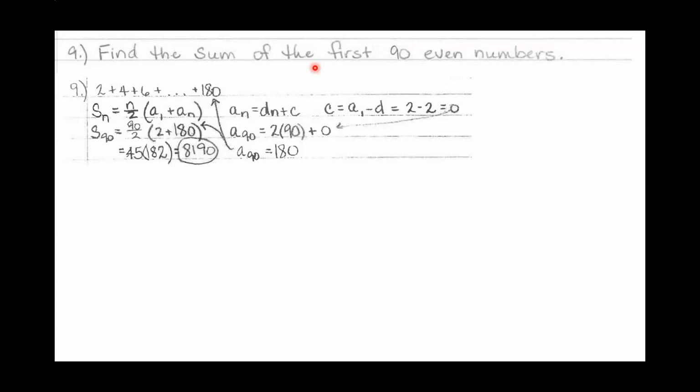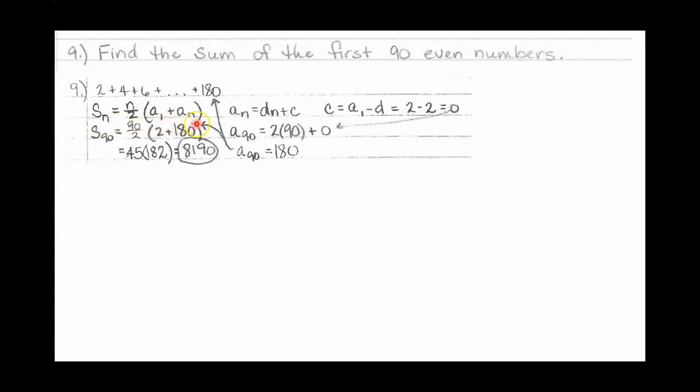All right, number 9, let's find the sum of the first 90 even numbers. So first off, I want to envision what I'm talking about here. First 90 even numbers. If we start counting by twos, 2, 4, 6, 8, 10, 12. First off, I need to figure out, is this arithmetic or geometric? 4 minus 2 is 2, 6 minus 4 is 2. So this is arithmetic, and I'm trying to find a sum, so we're going to use our arithmetic sum formula.